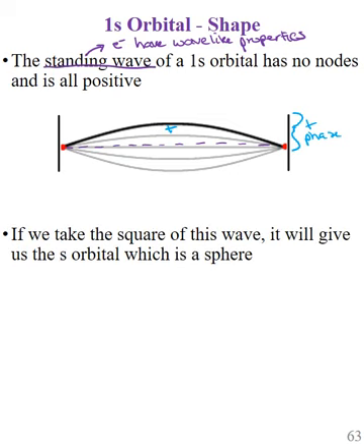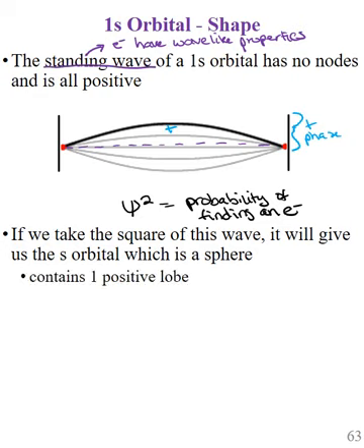If we take the square of this wave, remember, if you take the square of an orbital, you get the probability of finding an electron in that region. So if we take the square of this wave, it will give us the s orbital, which is a sphere. It contains one positive lobe.